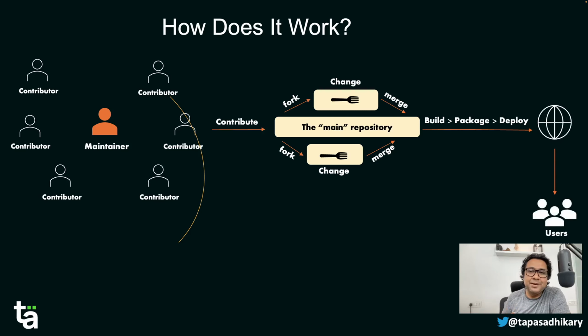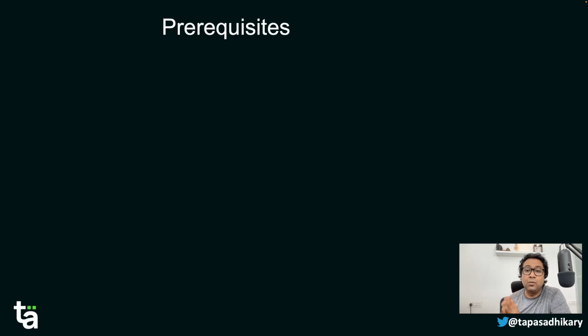So next time anybody wants to fork it, change it, things get merged, the build kicks off, deploys happen, and your user gets the next version in their hands. Okay, so this is how the entire workflow works. This is one of the workflows that most applications follow, and there can be different versions of this workflow. All right, so we know how it works. Now, to get started with open source contribution, there are certain prerequisites you have to keep in mind.